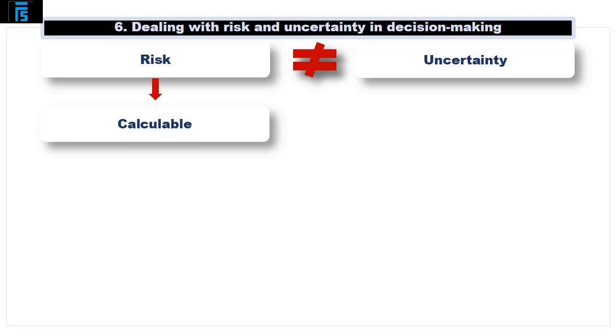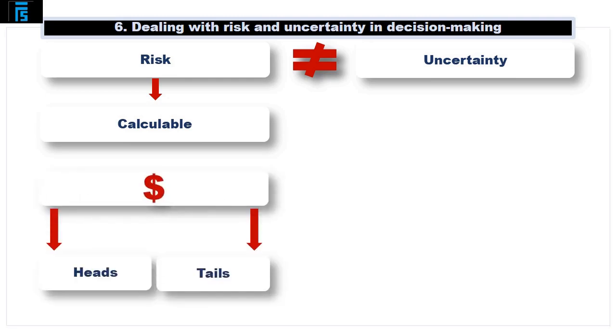For example, there is a risk associated with tossing a coin. We don't know whether we're going to get a heads or a tails, but we know from experience it's going to be one of those two, with a 0.5 or 50% probability of each. We can therefore build this risk into decision making.